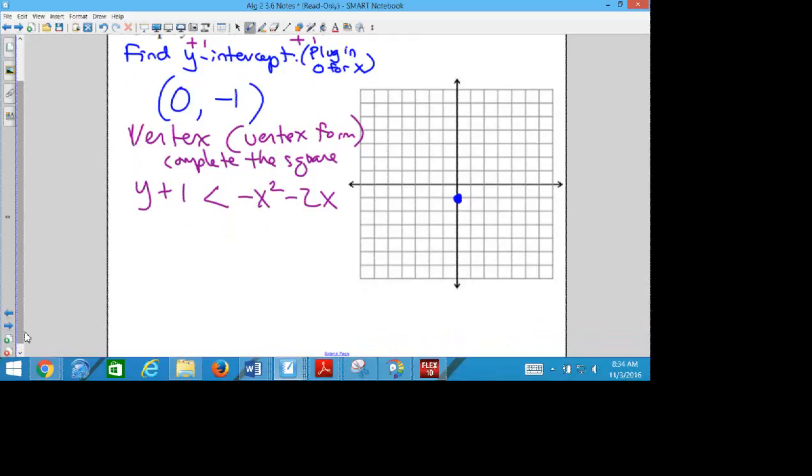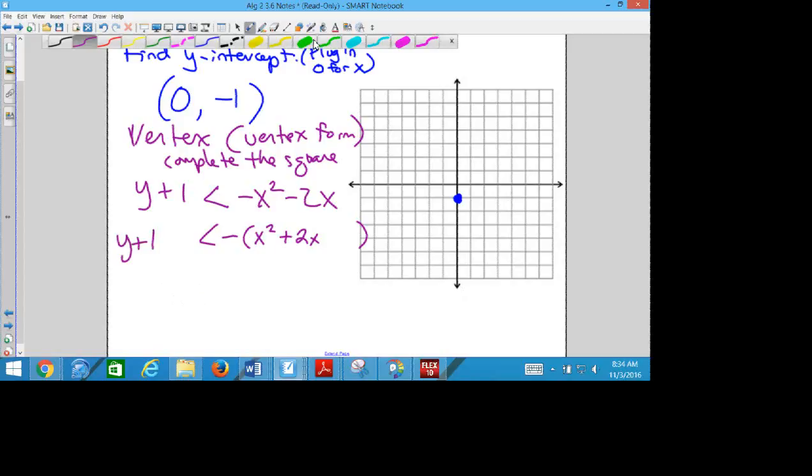And then we'll only have the x squared and the x term over here. We also cannot have a number in front of x squared. So we're going to factor out that -1. You have to factor out that -1 before you complete the square.